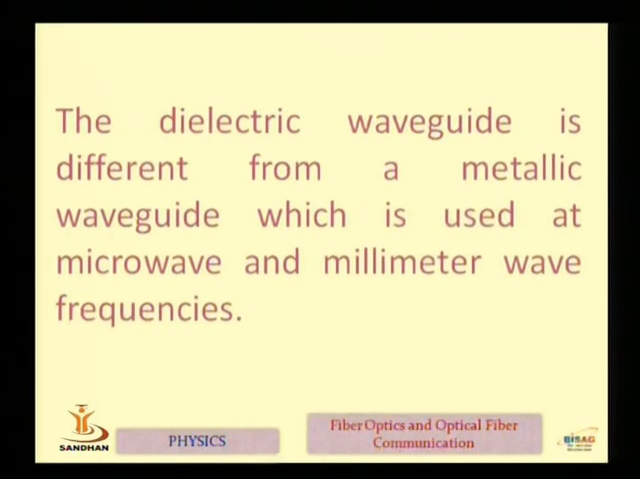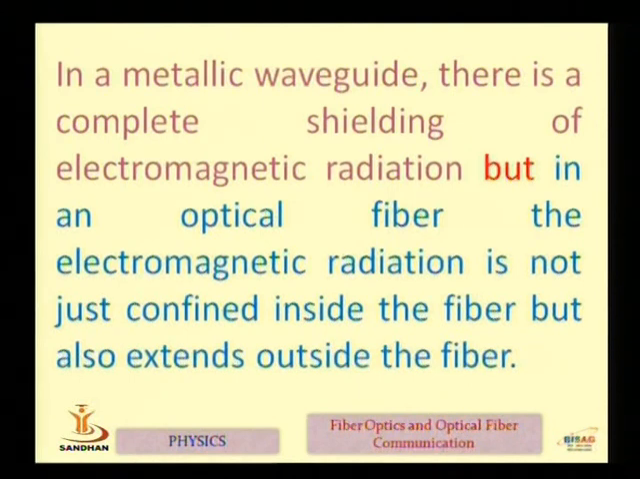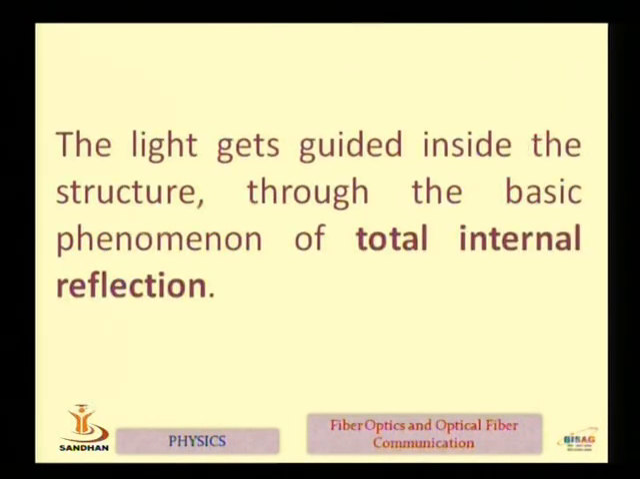The dielectric waveguide is different from a metallic waveguide, which is used at microwave and millimeter wave frequencies. In a metallic waveguide, there is complete shielding of electromagnetic radiation, but in an optical fiber, the electromagnetic radiation is not just confined inside the fiber but also extends outside the fiber. The light gets guided inside the structure through the basic phenomenon of total internal reflection.